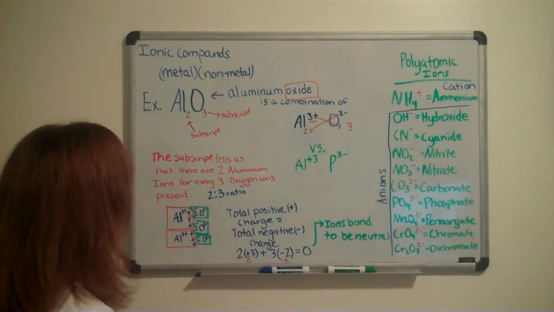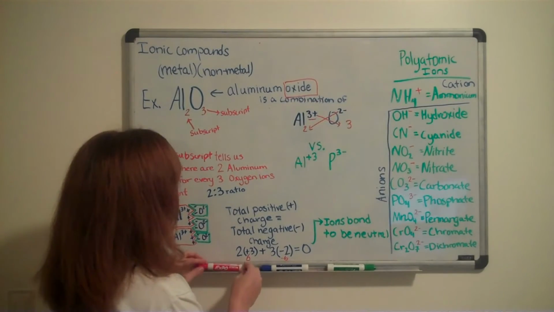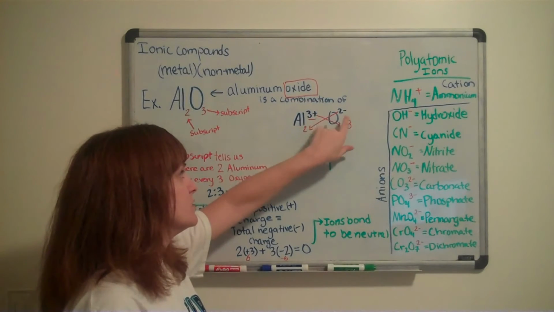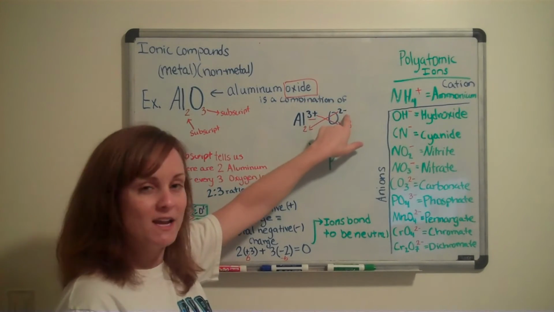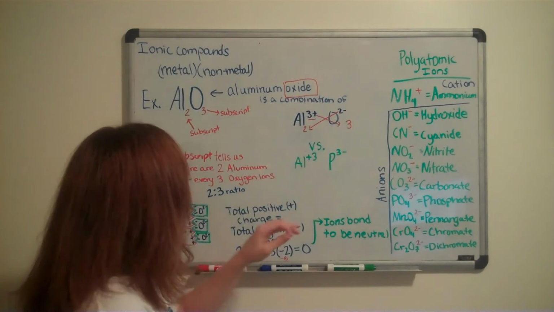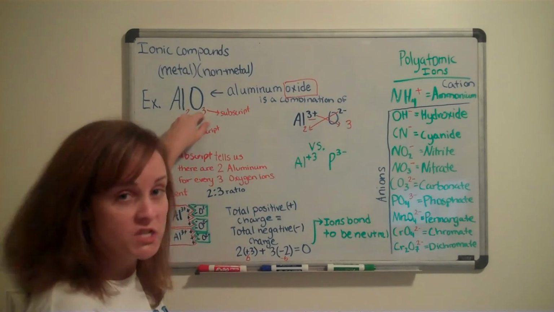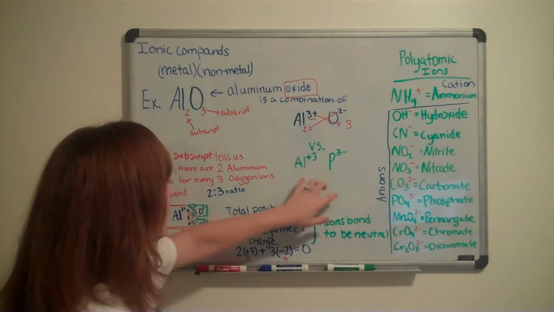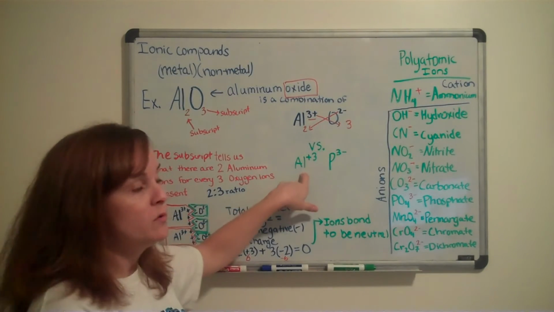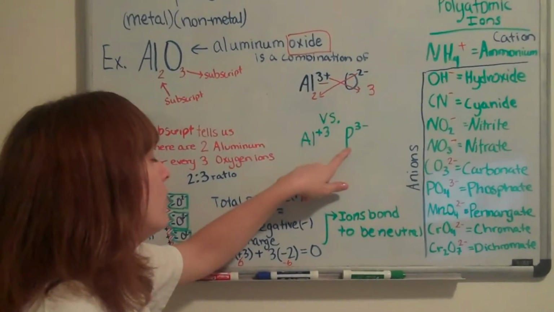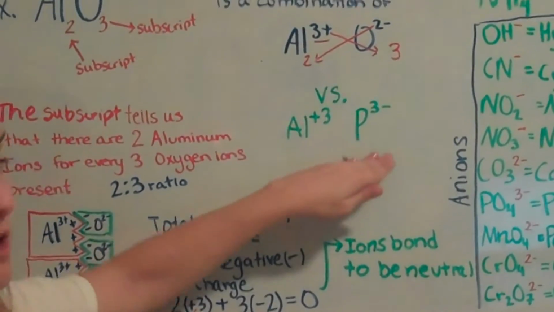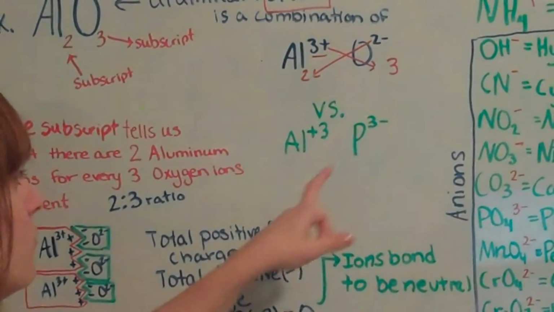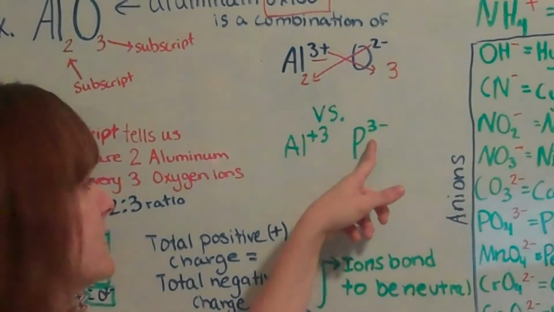One thing I do want to note: we did the swap and drop method, but that was when the charges were different, so we had a positive 3 here and a negative 2 here. But like I said, those numbers are ratios of aluminum to oxygen. So if we have this example, aluminum is plus 3, but we're going to bond phosphorus instead of the oxygen to it. And when phosphorus forms an ion, it forms negative 3 if you look on your periodic table.